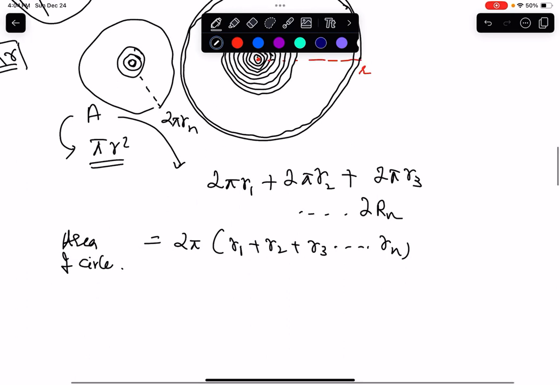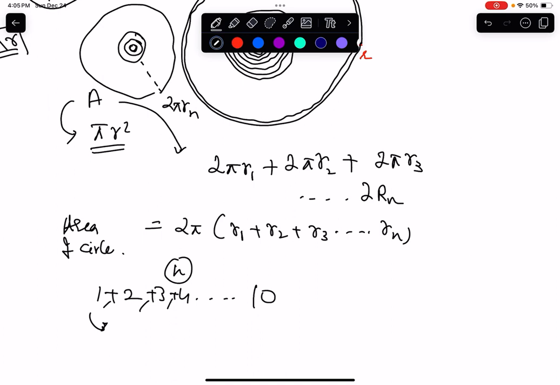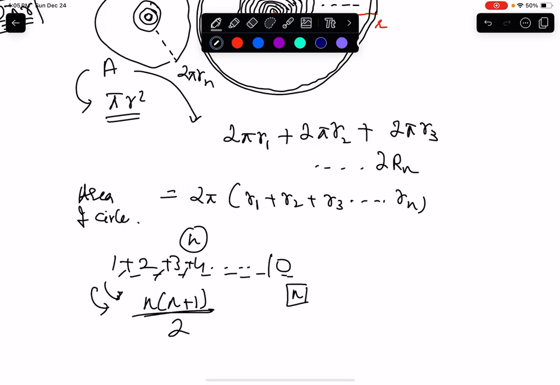So if you have numbers going from 1 to 2 to 3 to 4, and let's say up to 10, and you're adding everything together, and these are n numbers, then the sum of these numbers is of the form n times (n plus 1) by 2. So at a high level, if you have n numbers and you're incrementing them by 1, then they become of the form n times (n plus 1) by 2.